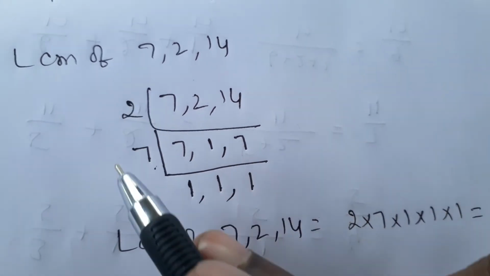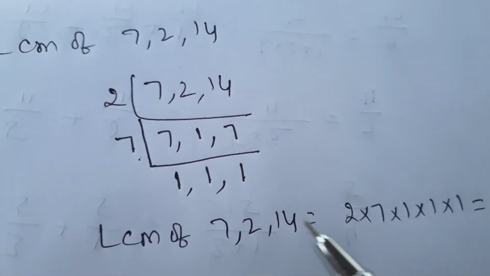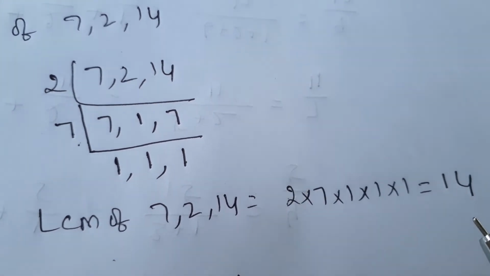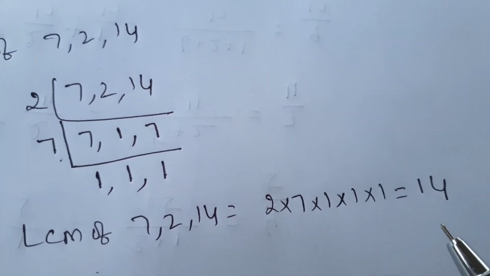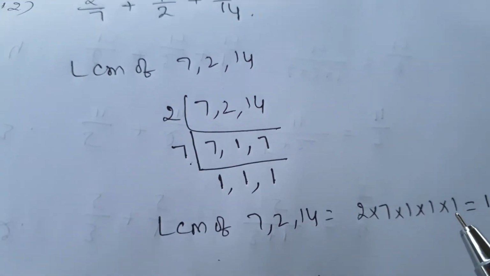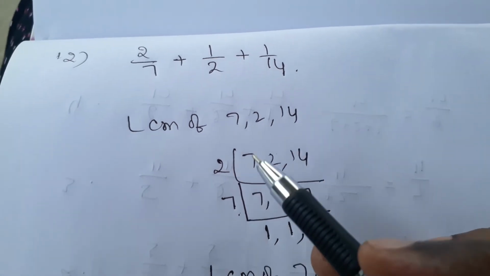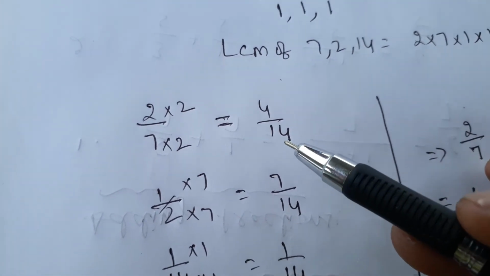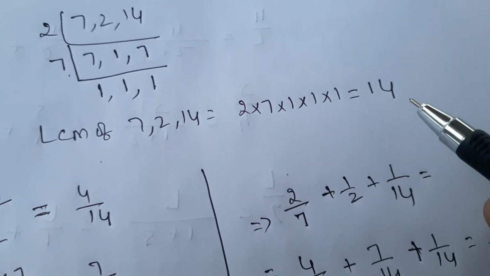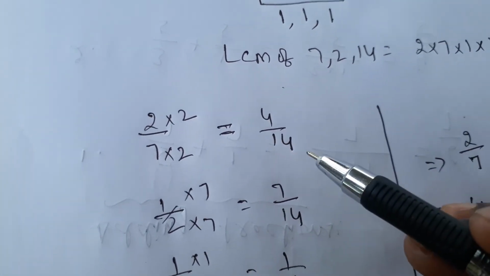Now multiply all outside numbers: 2 into 7 into 1 into 1 into 1. Like that, if you multiply the outside numbers you will get the LCM, that is 14. So now take 14, take these fractions individually and make the denominator 14. What is LCM? 14. Make the denominator as LCM.